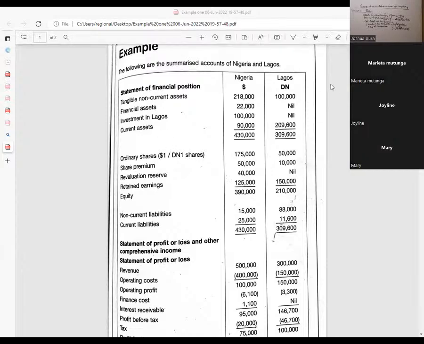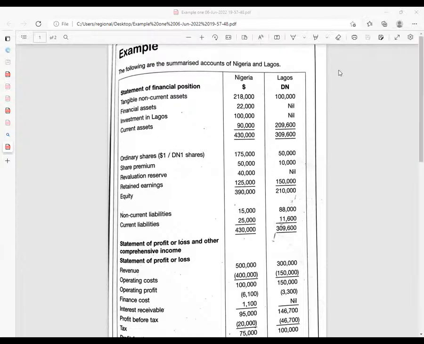So we are given an example here. The following are the summarized accounts of Nigeria and Lagos. These are two different companies: one called Nigeria and another one called Lagos. One good thing I can see is that Nigeria's financial statements are presented in dollars. Lagos has, in this case, the currency DN. DN could be Naira, whatever.